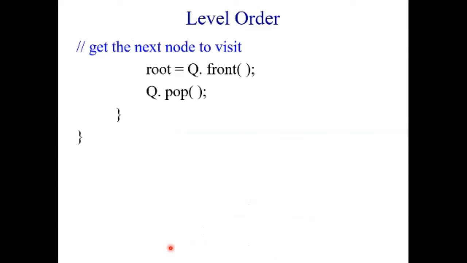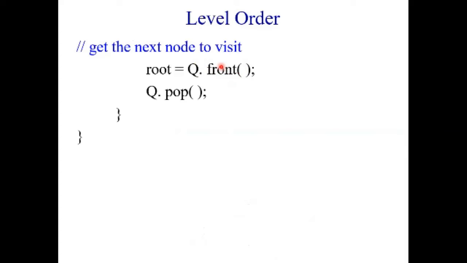After pushing both, next we do the front operation, because we are done with the root node. Next, you have to come to the second level, starting with the left child of that node. So how do we get the left child address?